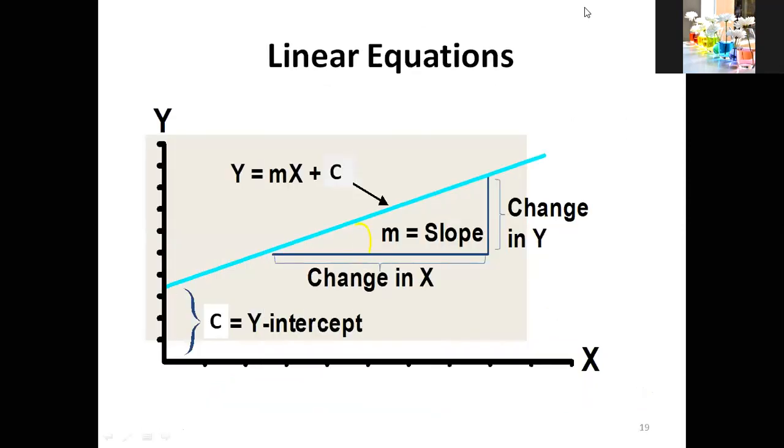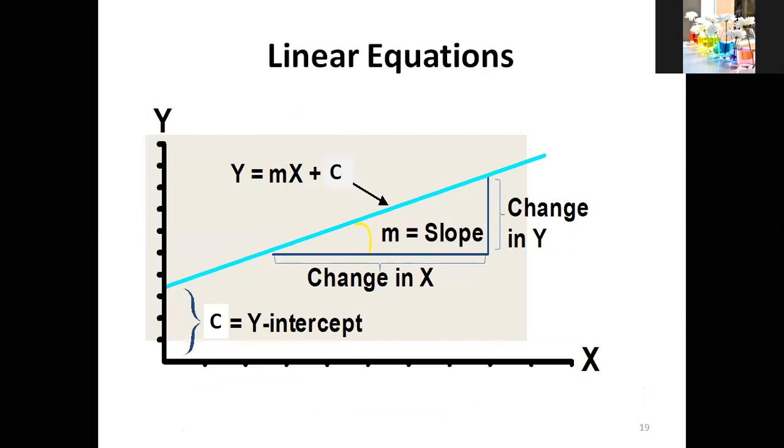Look at the linear equations. Y equals mx plus c. That is the equation of the straight line.